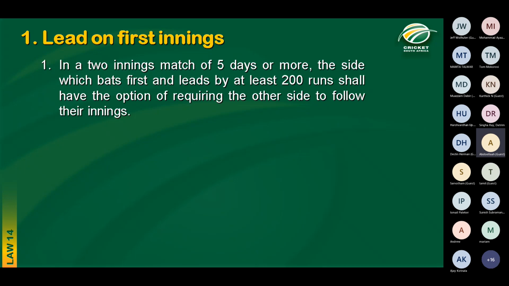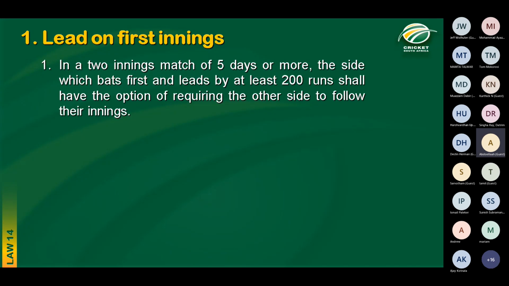In a 2-innings match of 5 days or more, and a test match currently is 5 days. Many years ago, they did play test matches of more than 5 days, but currently the test match spans over 5 days. So in our test match, side A batted first, and side A scored 600 runs, all out. Now side B went in to bat, and side A dismissed side B for 350 runs. So now the law tells us that if after side A has batted and they lead by at least 200 runs, side A then has the option of asking side B to go bat again.